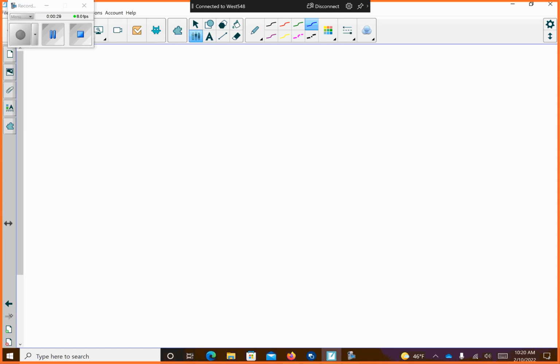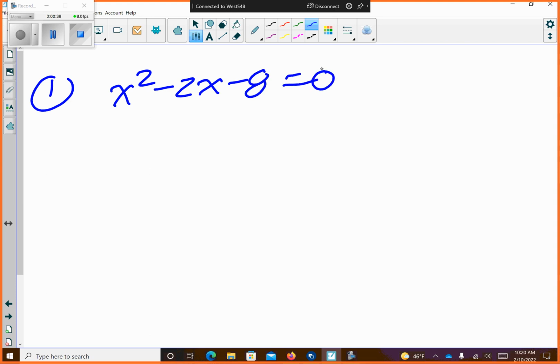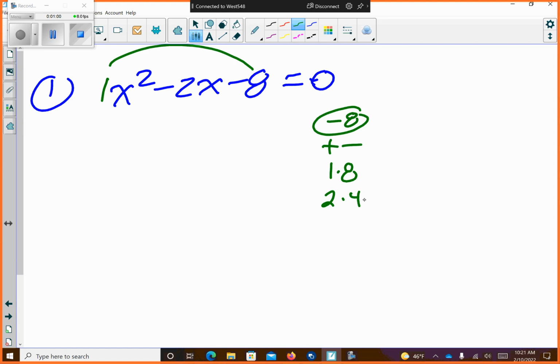All right, problem number one, we got x squared minus 2x minus 8 is equal to 0. So we're going to go through and do this just by factoring. Agree? So I have a 1 out front. 1 times negative 8 is negative 8. That means I should have a positive and a negative component to this. Agree? And then I know that 1 times 8 gives me 8. And I know that 2 times 4 gives me 8.